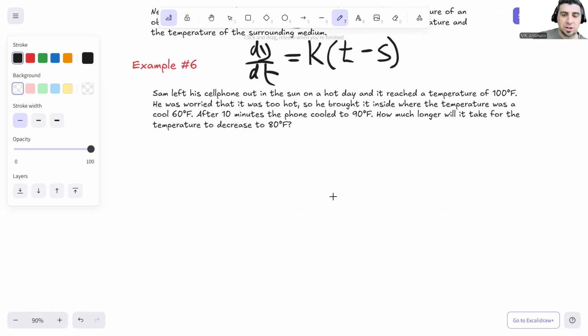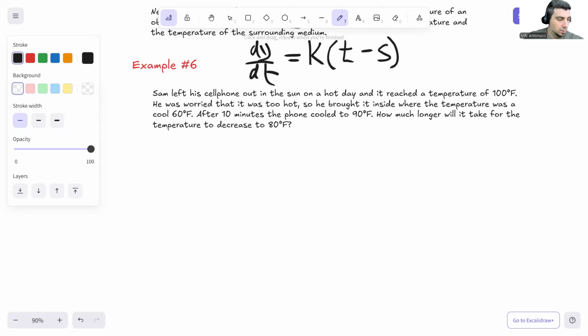So here's the situation we're going to look at. Sam left his cell phone out in the sun on a hot day and it reached a temperature of 100 degrees. He was worried it was too hot, so he brought it inside where the temperature was a cool 60 degrees. They like their house cold in the summer. So after 10 minutes, the temperature decreased to 90 degrees.